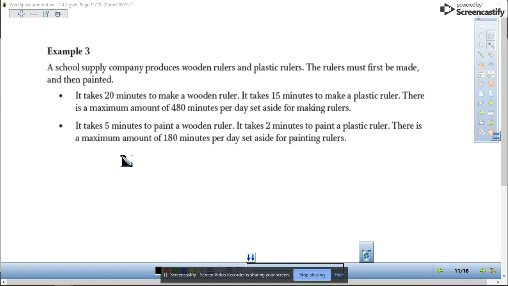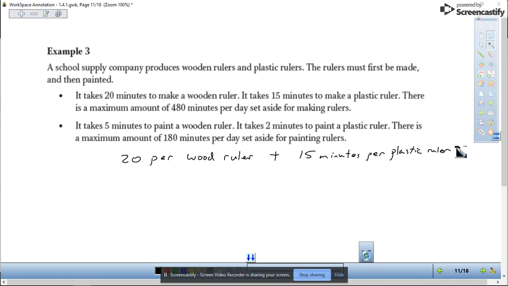So what do we know? It takes 20 minutes per wood ruler, and it takes 15 minutes per plastic ruler. And those two things put together, right? So those two things put together has to be less than or equal to 480 minutes. All right, so now we need to make this into an equation here, or an inequality.